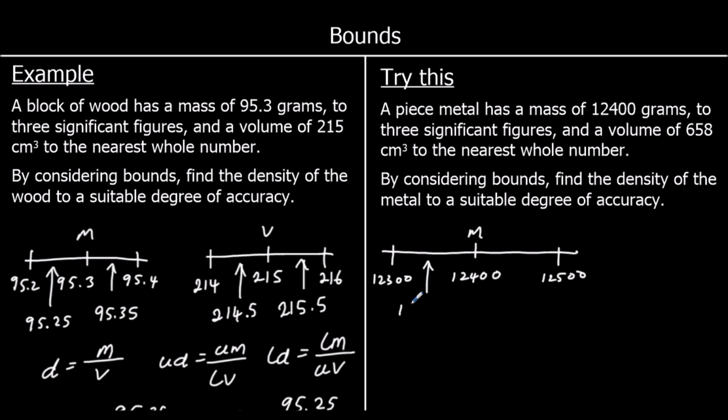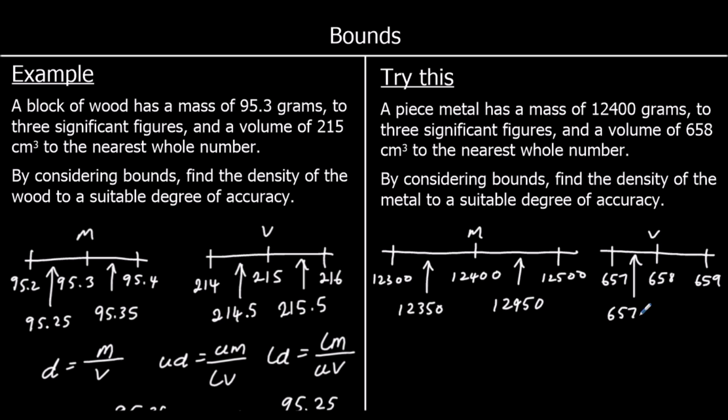So the lower bound is halfway, so 12,350. And the upper bound, 12,450. For volume, we've got 658. The one up is 659. The one down is 657. Halfway for the lower bound, 657.5, and the upper bound, 658.5.